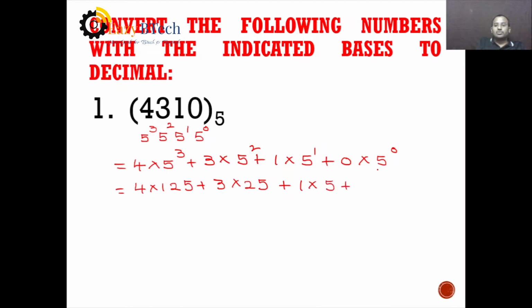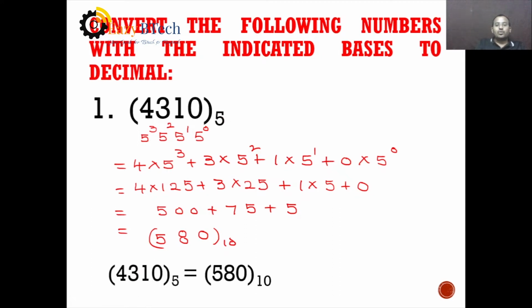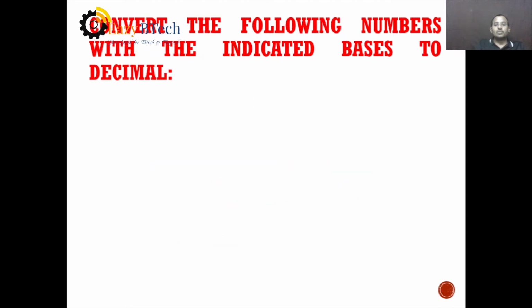As it is a 0, if you multiply with 5 power 0 also, it will be anyway 0. So next, 4 into 125 means 500, right? So 3 into 25 means 75, plus 1 into 5 is 5. If we add 5 plus 5, 10, right? 1 will be added to 7, so it will become 8. So 580. So for 4310 in radix 5, the corresponding decimal equivalent is 580.